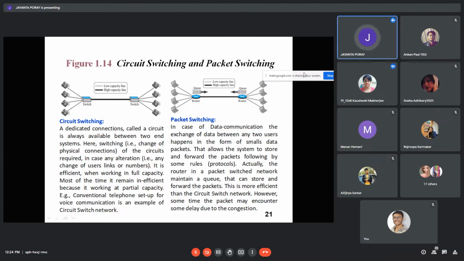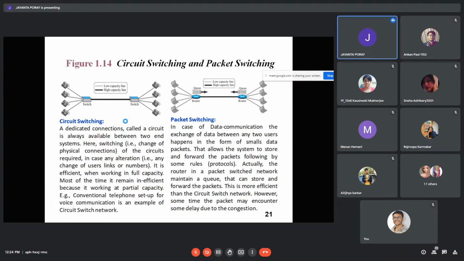In case of data communication, sir, the exchange of data between any two users happens in the form of small data packets that allow the system to store and forward the packets following some rules or protocols. Actually, the router in a packet switch network maintains a queue that can store and forward the packets. This is more efficient than the circuit switch network. However, sometimes the packet may encounter some delay due to congestion. Okay, fine.